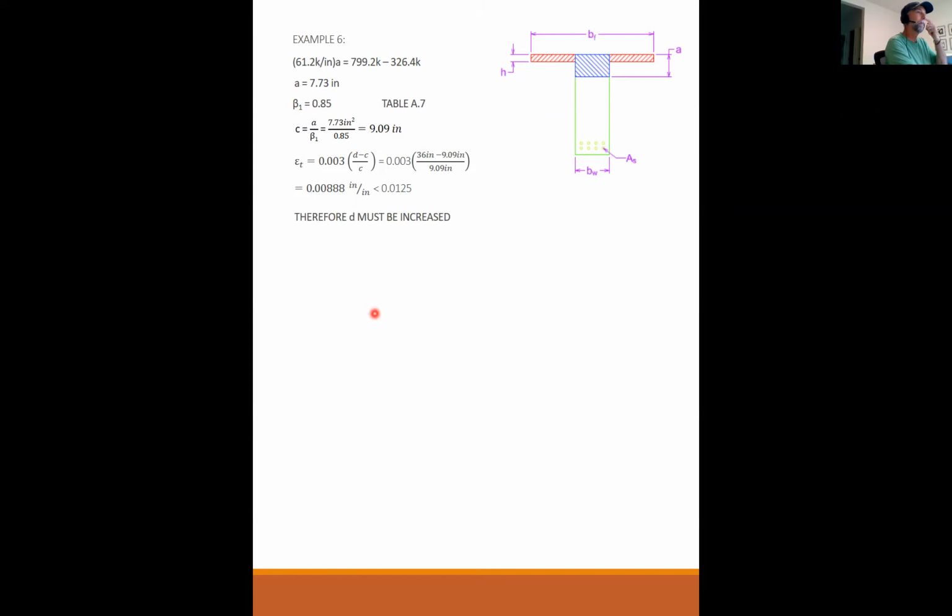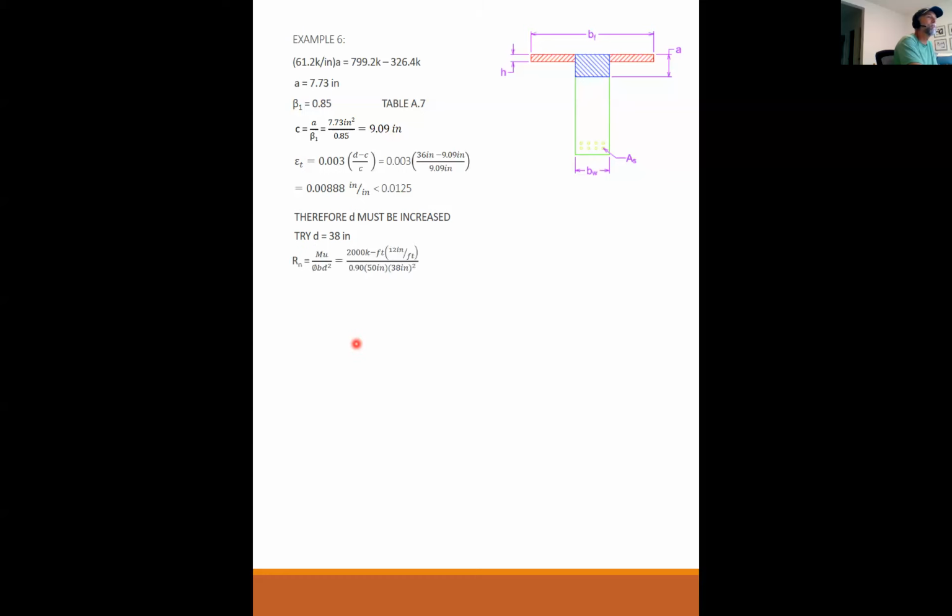So therefore, I have to increase D. Actually, I think I have to decrease D. I got that backwards too. No, I made it bigger. Think about that for a minute. Oh, yeah. The strain's not big enough. Okay. Epsilon sub t is perfectly fine. It's greater than 0.005, but I want more fluff in it. So a bigger D gives you a bigger epsilon t. So I'm going to try 38. I started with 36. Let's try 38.